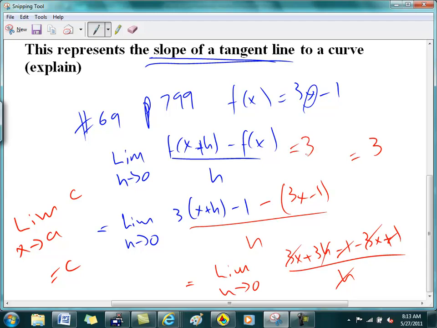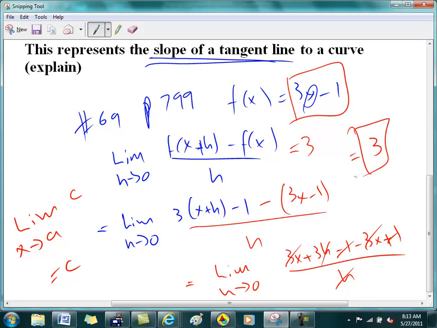Now again, what does this limit indicate physically? The slope of the tangent line. What's the slope of this line? 3. Wow, is that a surprise or what? The line itself is a tangent to itself.